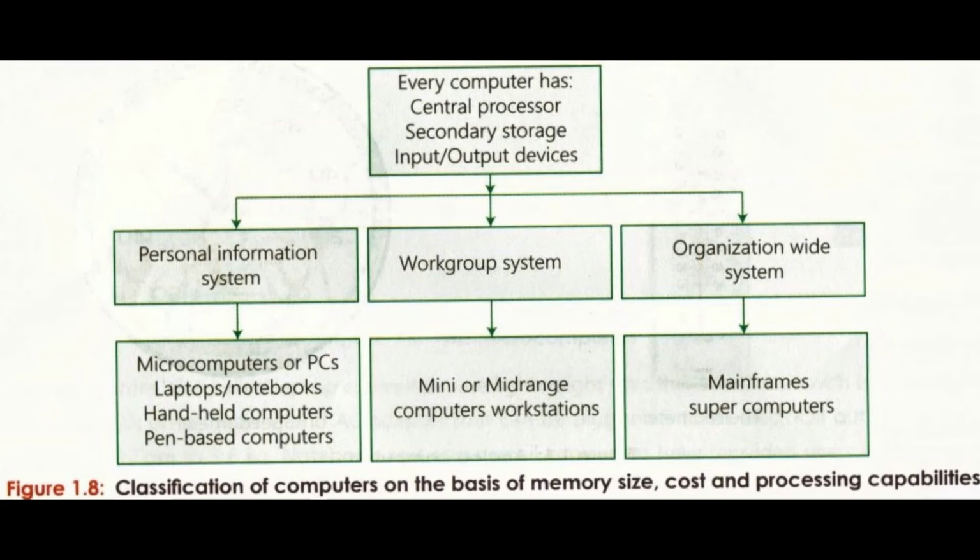First one, personal information system. Second one, work group system. Third one, organization-wide system. Microcomputers or PCs, laptops, notebooks, handheld computers, and pen-based computers are types of personal information systems. Mini or mid-range computers are the type of work group system, whereas mainframes and supercomputers are the type of organization-wide systems.